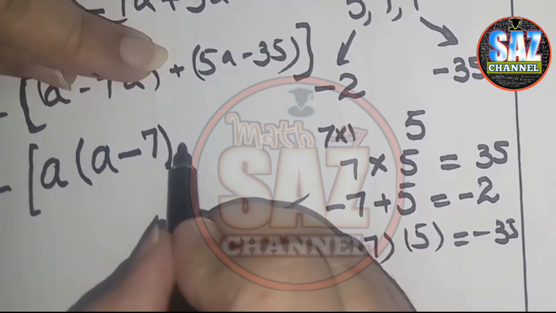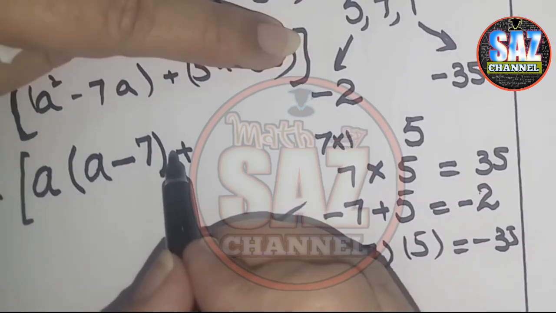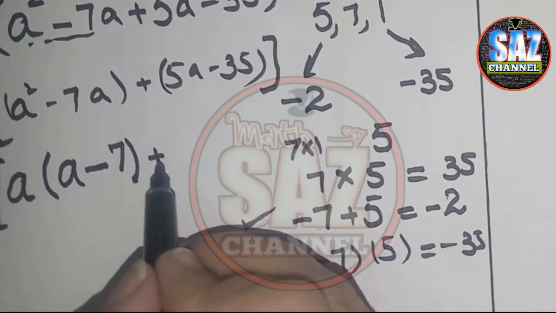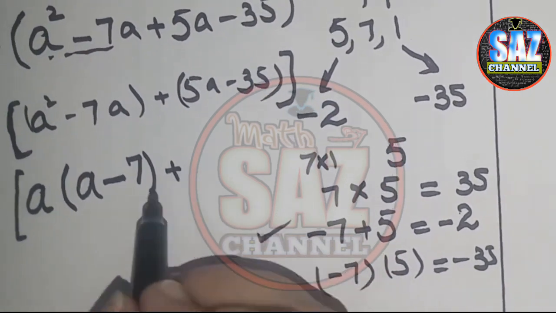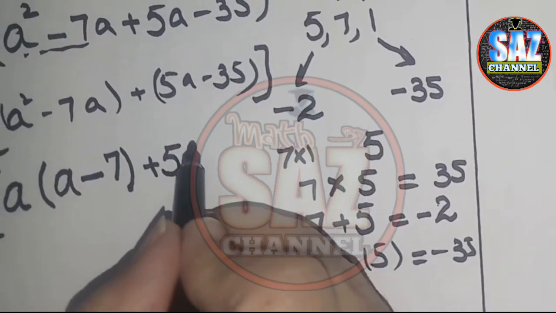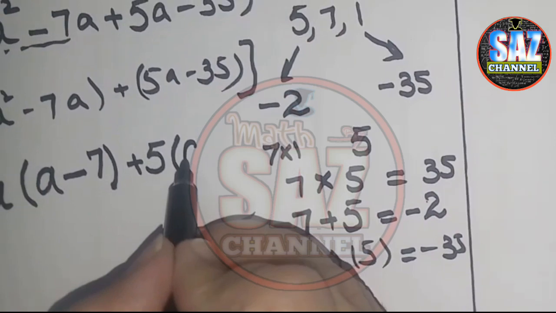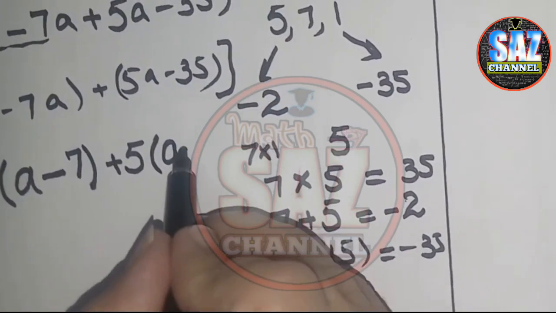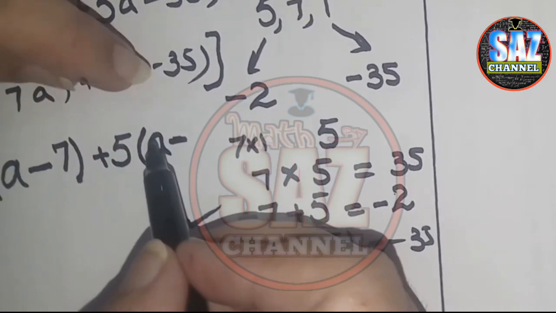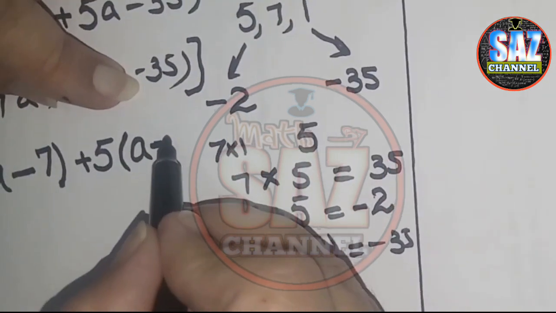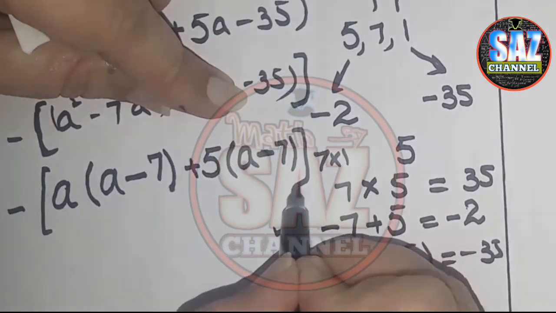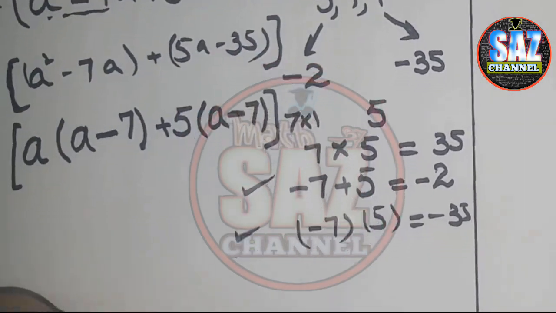Coming to the second group, I can see 5 and 35. 35 comes in the table of 5. If I extract 5 outside, from the first place I am left with a only. Then I copy the sign as it is. Then I think: 5 how many times gives 35? 5 sevens are 35, so I write 7 here and close the bracket. Yes, I hope this step is okay.